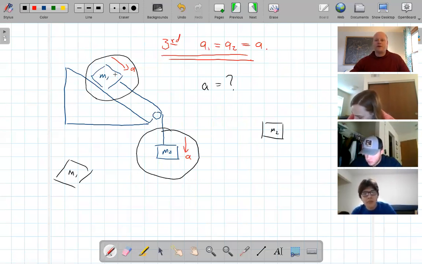So from here, which one do you want to do first? Ruth, which guy do you like better? You like M1 better or M2?